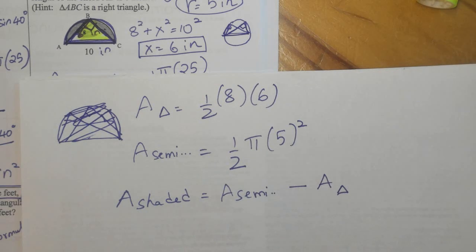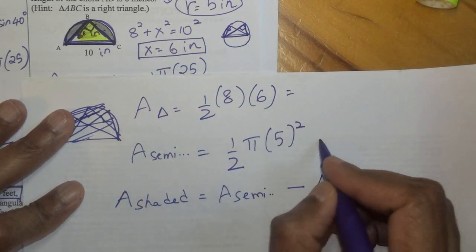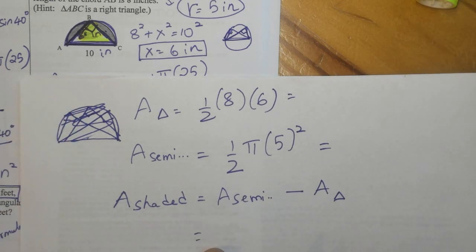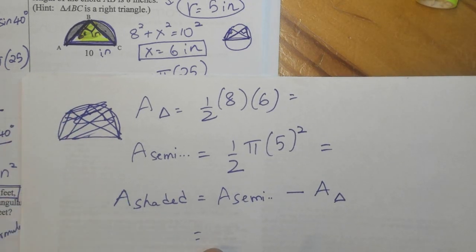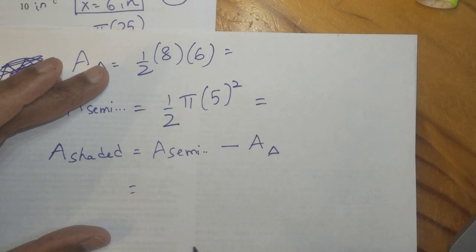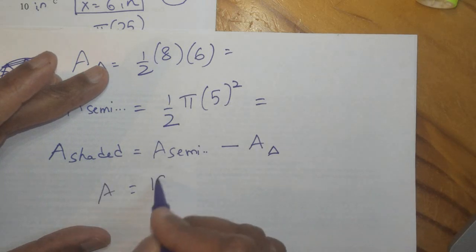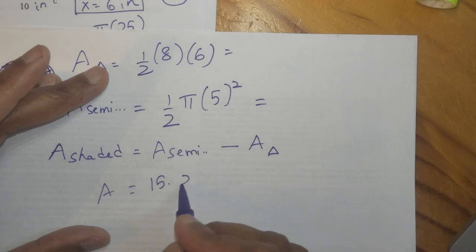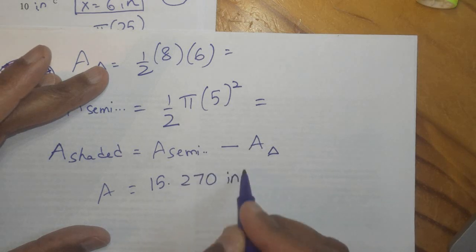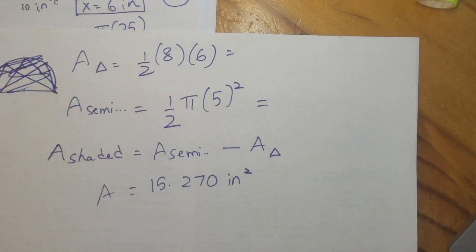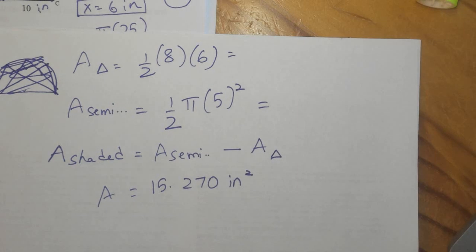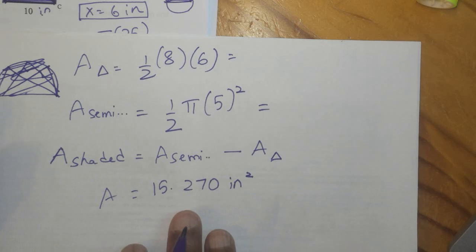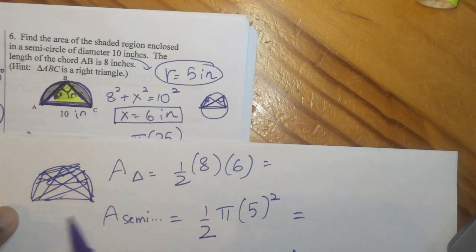So go ahead and do the math. Put this in the calculator, subtract them, and see what you get. You can hit pause, but basically I got 15,270 inch square. All right, so that is your problem number 6.